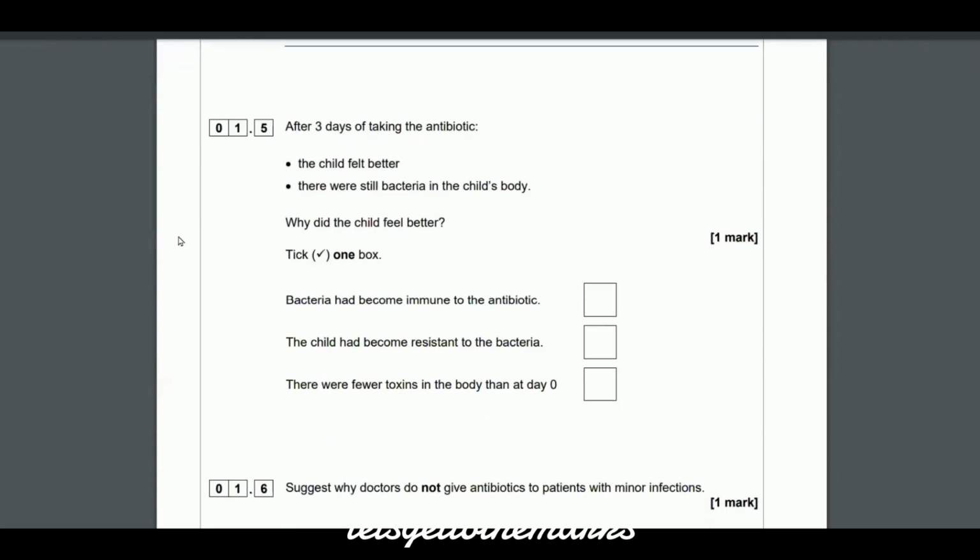After 3 days of taking the antibiotic, the child felt better. There was still bacteria in the child's body. Why did the child feel better? Tick one box, pause the video, have a go.